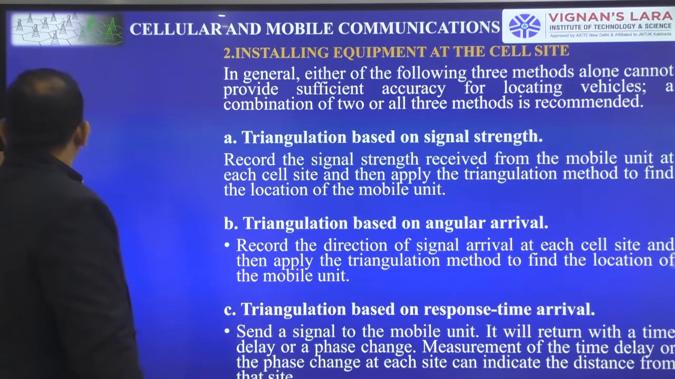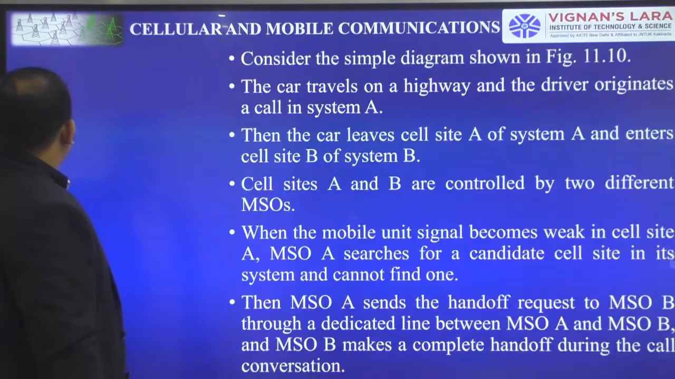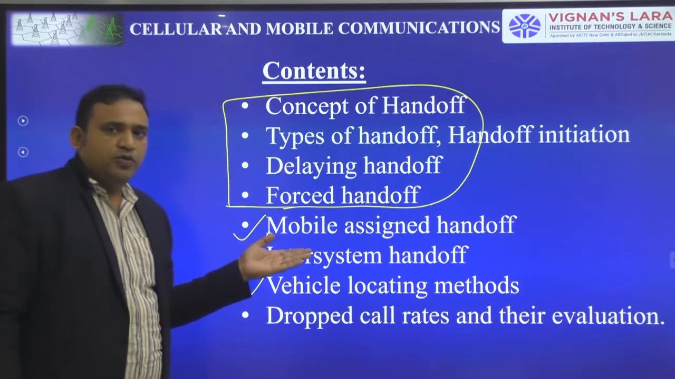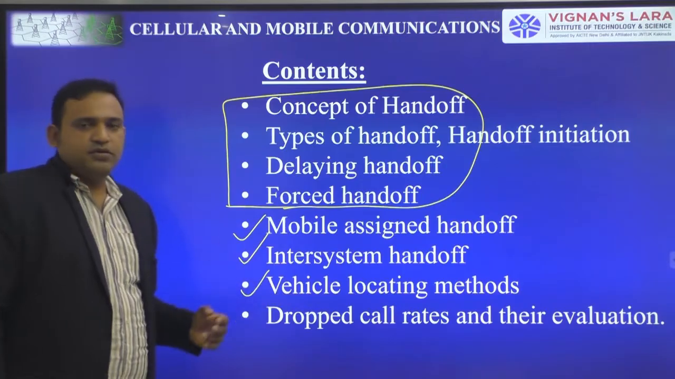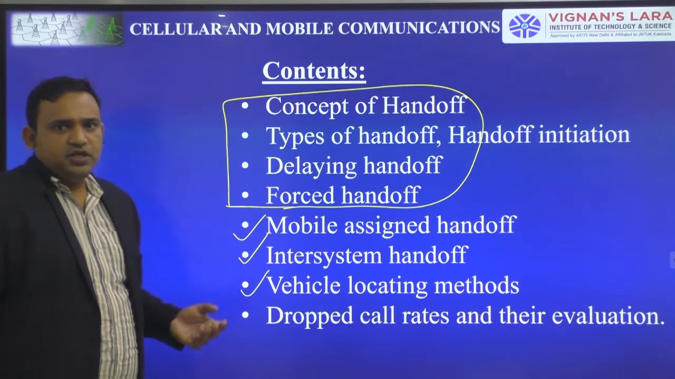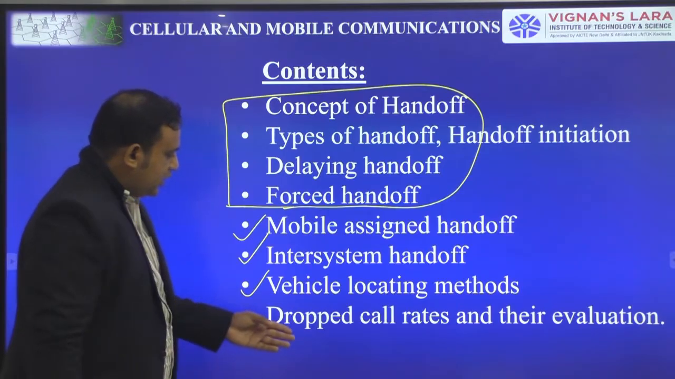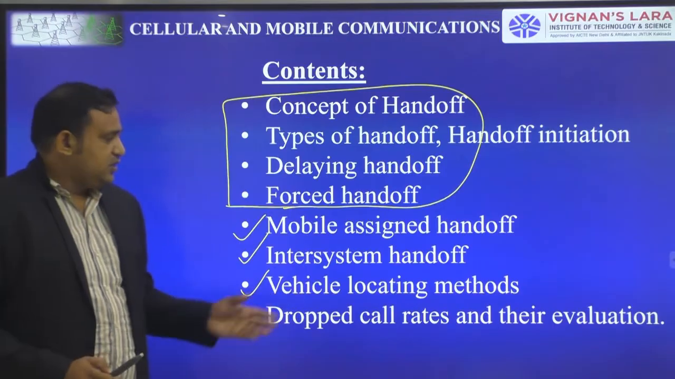So these are the topics for today. Today we have discussed three topics in Unit 5, that is mobile assisted handoff, inter-system handoff and vehicle locating methods. In the next class we will discuss the last topic of this unit, that is dropped call rates and their evaluation.